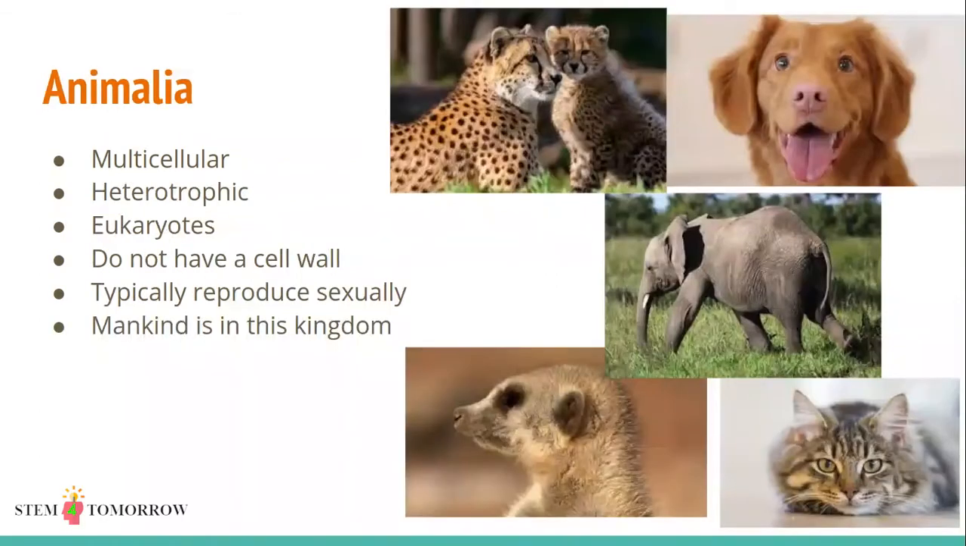Animalia, featuring all these very cute animals. It's multicellular, heterotrophic eukaryotes. They do not have a cell wall. They just have a cell membrane, which is what contains the cell, but they don't have that rigid structure like we just saw with the plants.